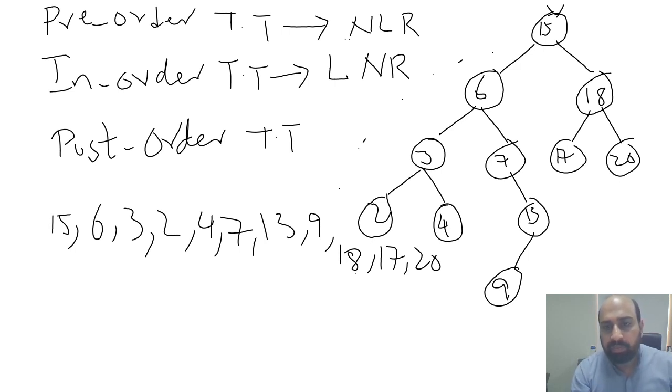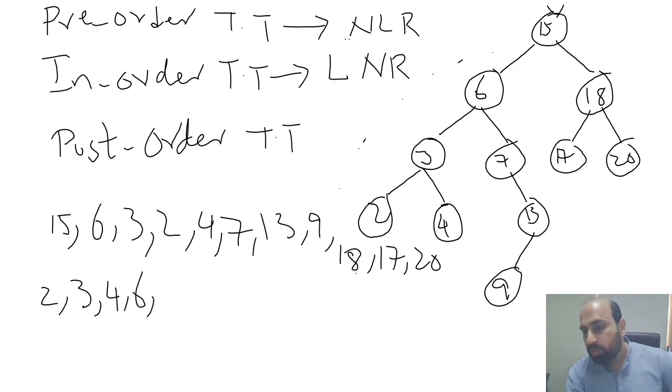Say, for example, we start from the root 15, so go to the left of 15, that is 6. Go to the left of 6, 3. Go to the left of 3, that is 2. First of all, 2 will be printed, then the node of 2, the parent of 2, that is 3, will be printed. Then the right-hand side, that is 4, 4 will be printed, right? And then go back: you have done the left of 6, now print 6.